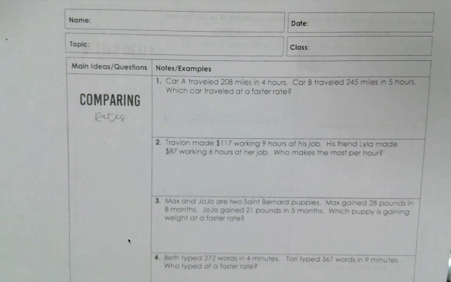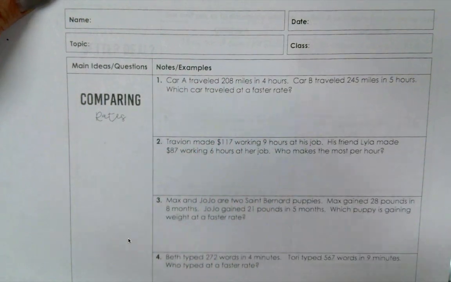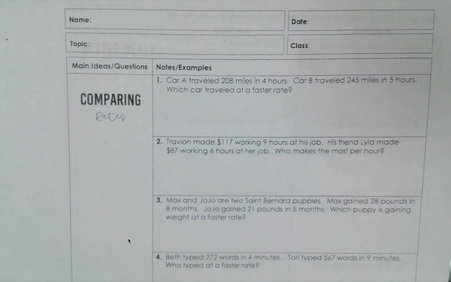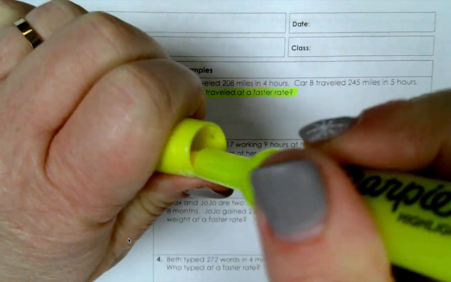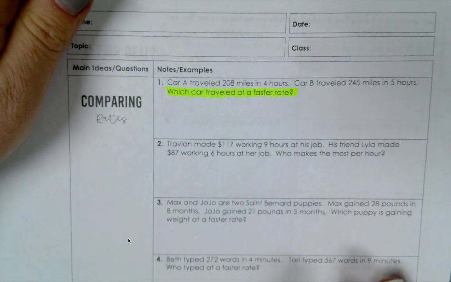So in this example, number one, it says car A traveled 208 miles in 4 hours. Car B traveled 245 miles in 5 hours. Which car traveled at a faster rate? So in this case, it's extending from unit rates. You're just going to have two rates that you're going to simplify to a unit rate and then decide which car traveled at a faster rate. And I'm going to highlight that question so that I know what my focus is. Okay, which car traveled at a faster rate?